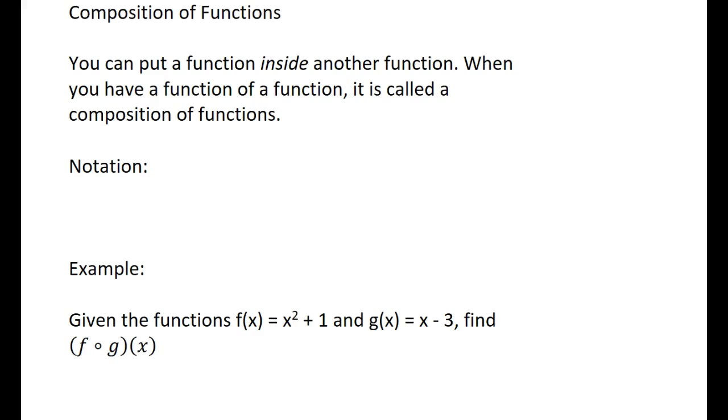And when you have a function of a function, it's called composition of functions. So, for example, if I do f of g of x, that means take the function g and put it into the function f. And that might be written like this. It's got a little circle right there.